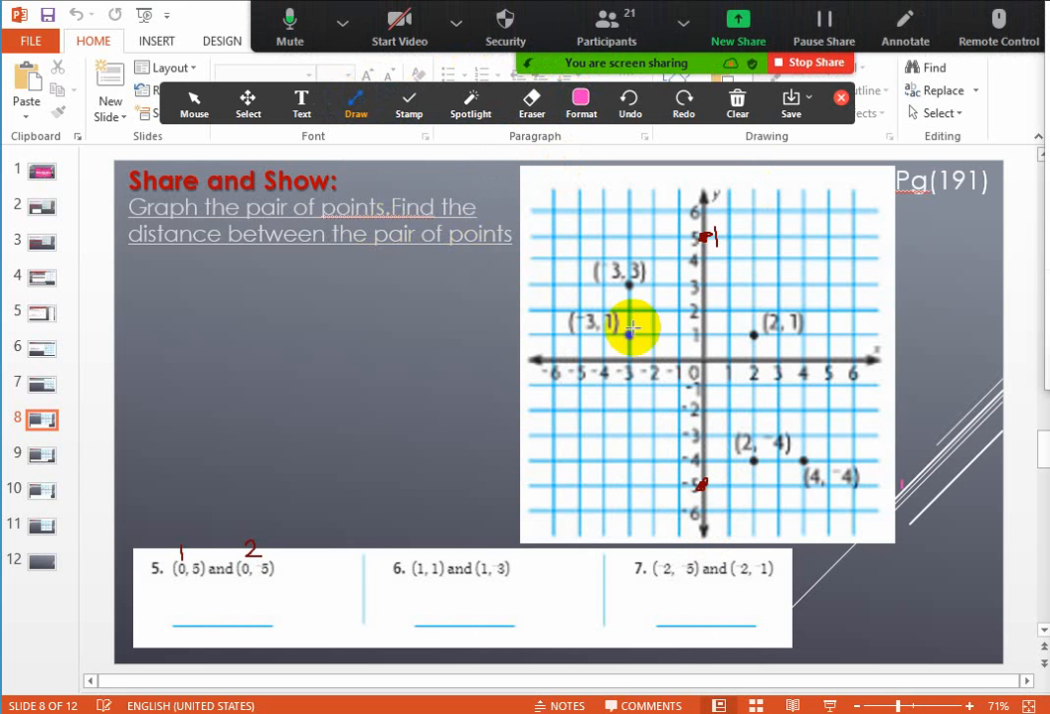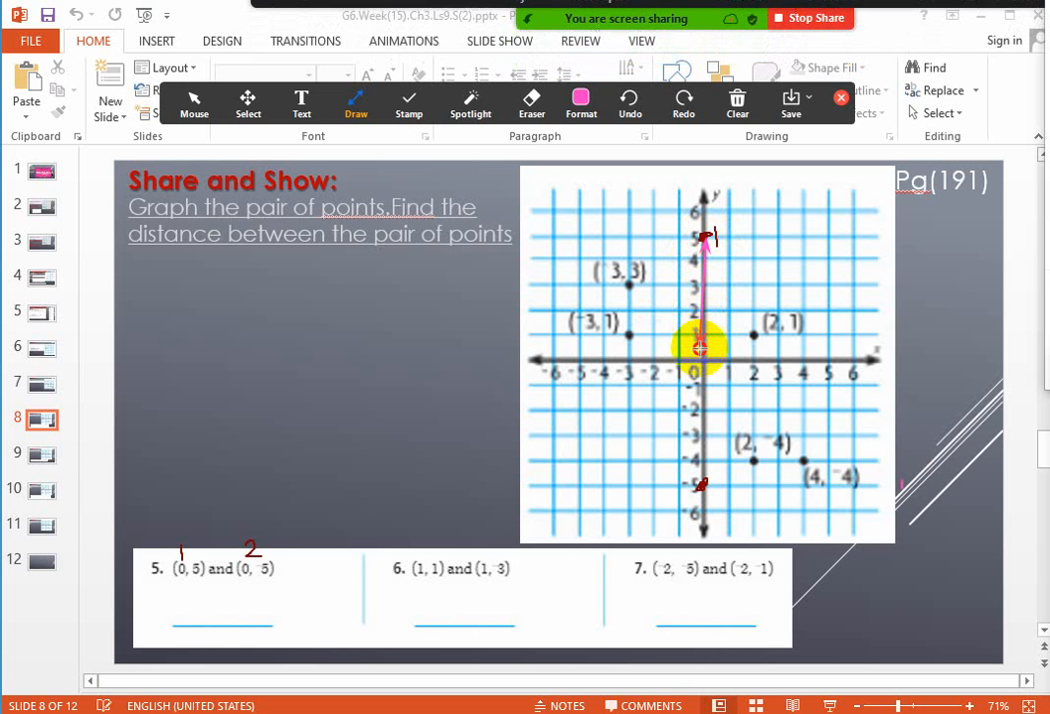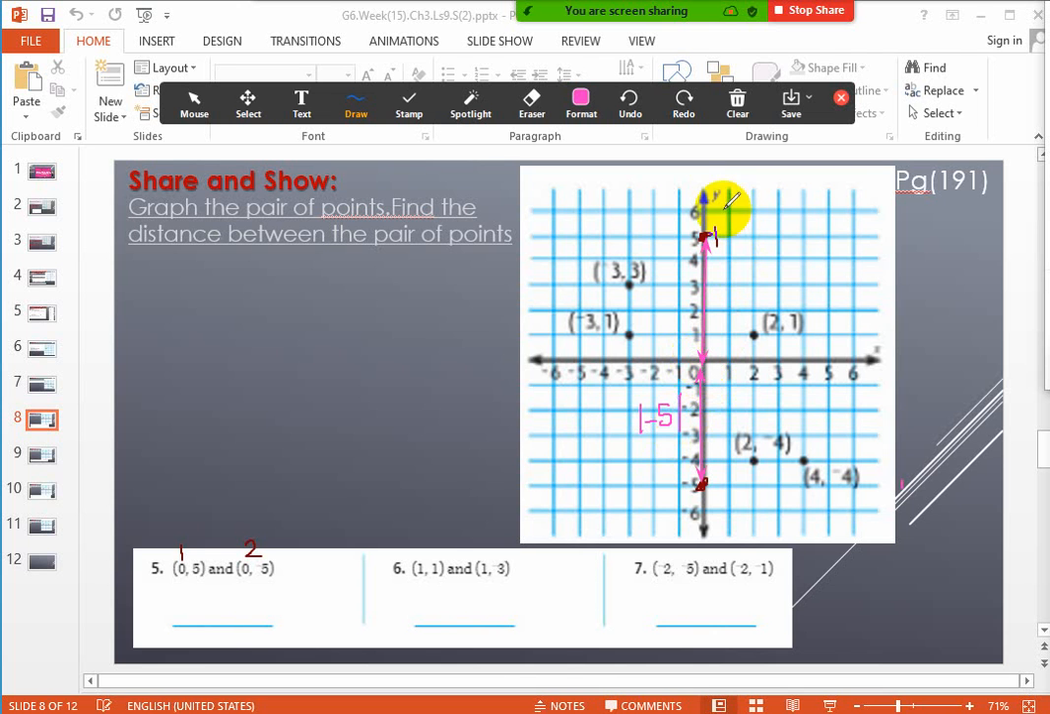Okay, so what do I have to do? Very good. But I have to use the absolute value. This is -5, so this is the distance from 0. It's the absolute value of -5. And here the distance from 0 on the y-axis is the absolute value of 5. To find the distance, I have to add 5 plus 5, of course.